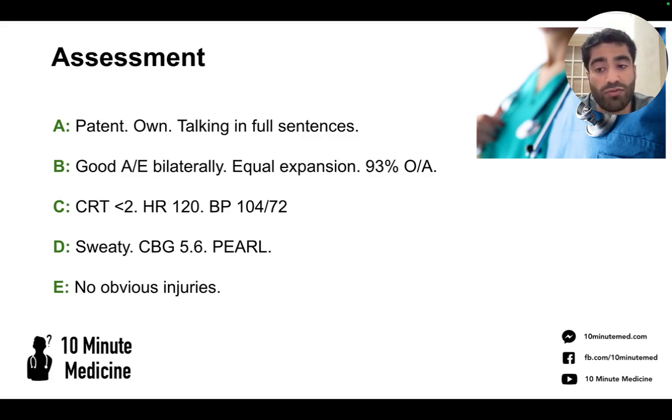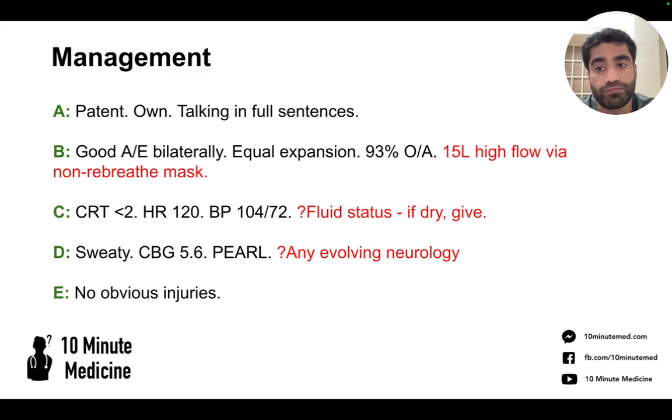So their cap refill time centrally is under 2 seconds. Note that the heart rate is up at 120 and the blood pressure just cycles and you get a reading of 104/72, so bordering on hypotensive. In terms of assessing for D, they do look quite sweaty and quite feverish. You get a blood glucose monitoring recording, and that's 5.6. Pupils are equal and reactive to light, and there's no other obvious injury. So they're being treated for the chest infection, and they seem quite unwell with that at this point in time.